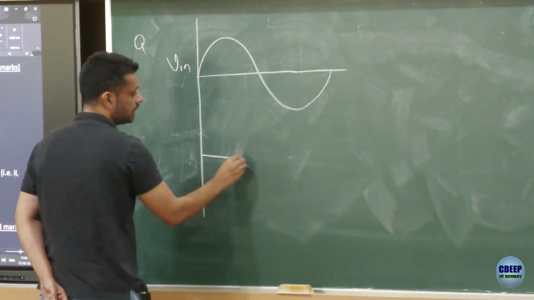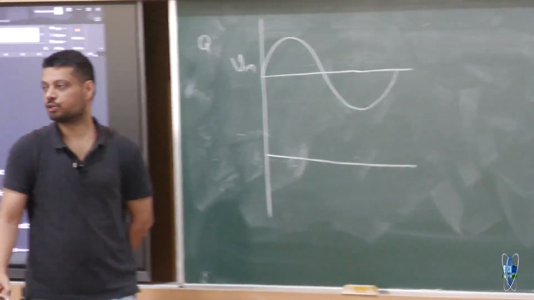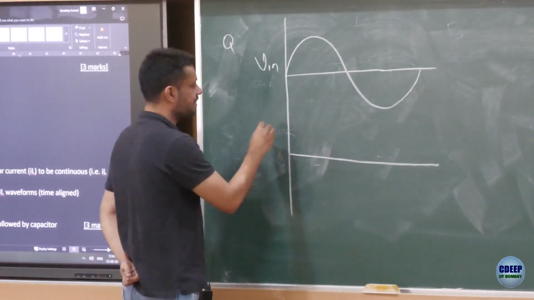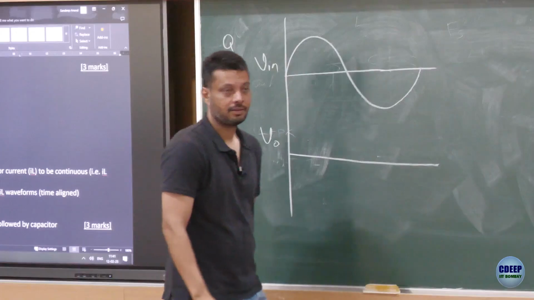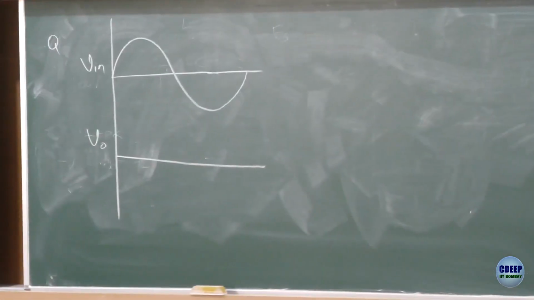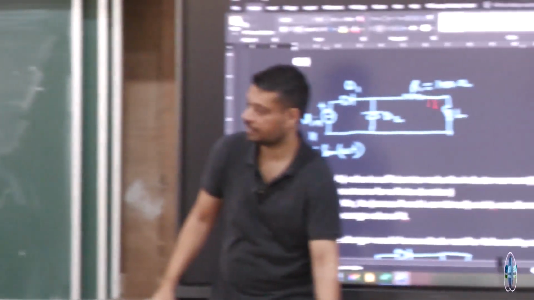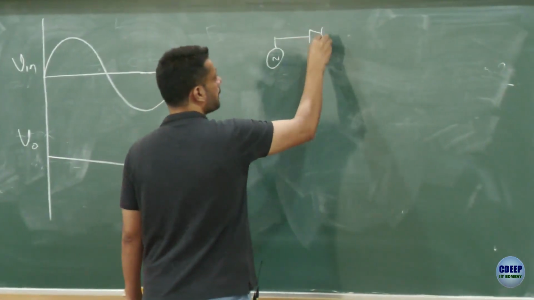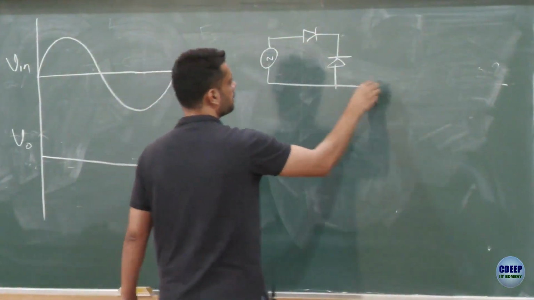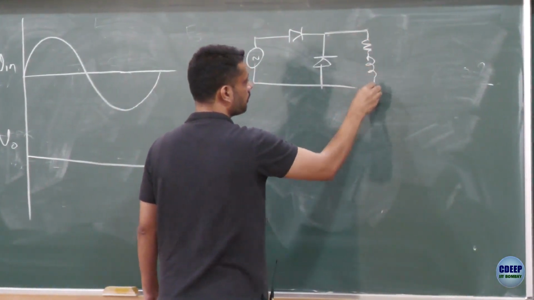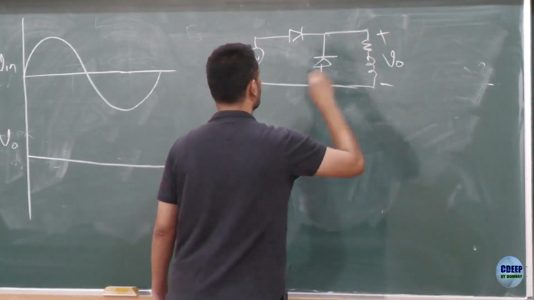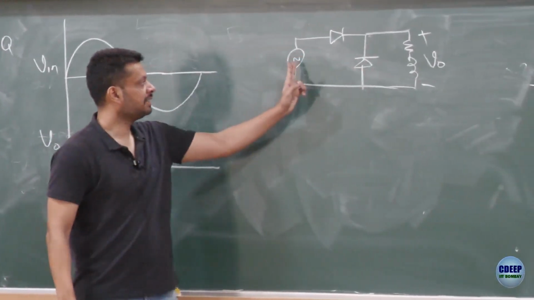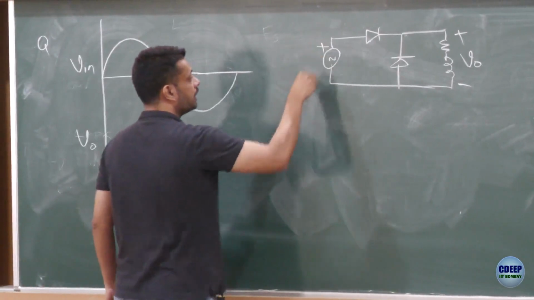So, if this is your input voltage, of course you don't get any mark for drawing the input voltage, just to be clear. So, next is the output voltage. If you see, the output voltage is across the combination of R and L, right? Let me quickly draw the circuit here as well. So this is your output voltage. The inductor current is always there, it's never 0. So initially when this input voltage is positive, right?